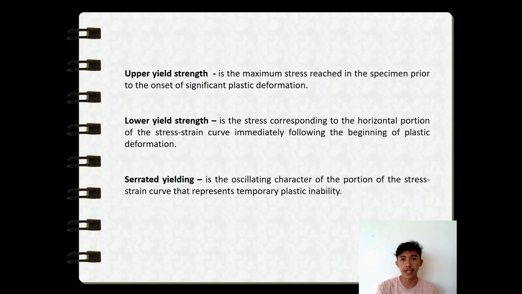Yield strength is an indication of the maximum stress that can be developed in a material without causing plastic deformation. It is the stress at which a material exhibits a specified permanent deformation and is a practical approximation of the elastic limit. Upper yield strength is the maximum stress reached in the specimen prior to the onset of significant plastic deformation, while the lower yield strength is the stress corresponding to the horizontal portion of the stress strain curve immediately following the beginning of plastic deformation. Serrated yielding is the oscillating character of the portion of the stress strain curve that represents temporary plastic instability.